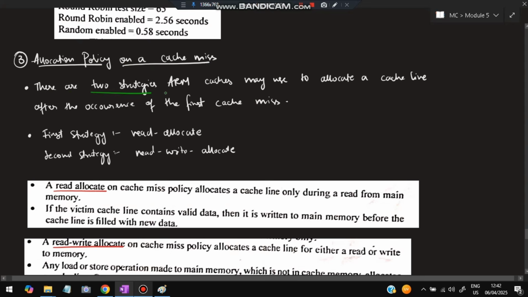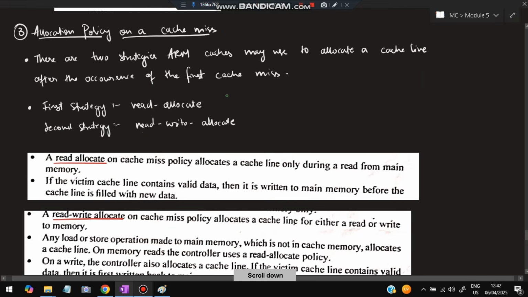Now there are two strategies that caches may use to allocate a cache line after the occurrence of a cache miss. Suppose I wanted some data, it was not present in the cache, so I selected the data from the main memory and brought it here, where I will write it. To write the data we will be using two strategies, read allocate and read-write allocate. It depends whether you want to read the data or write the data. If you want to read the data, go with the first one, and if you want to write the data or do both operations, go with the second one.